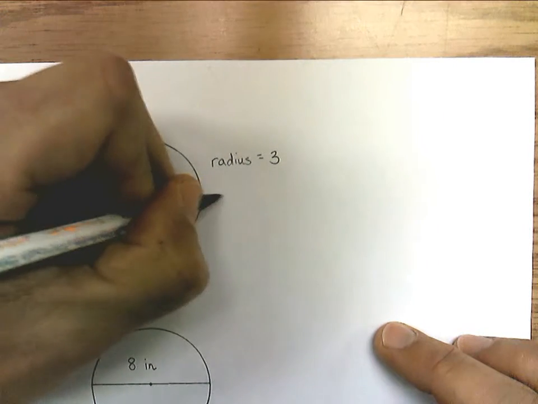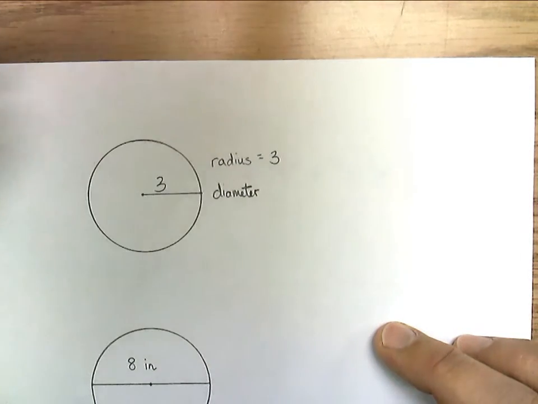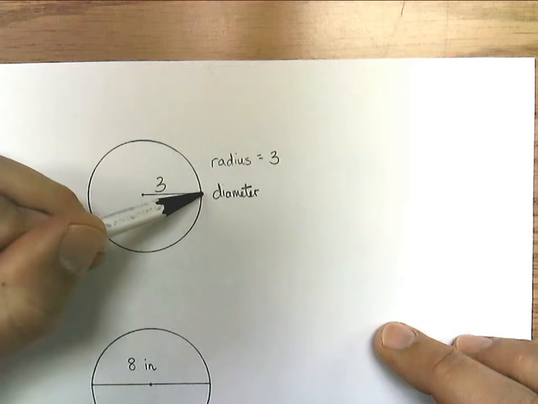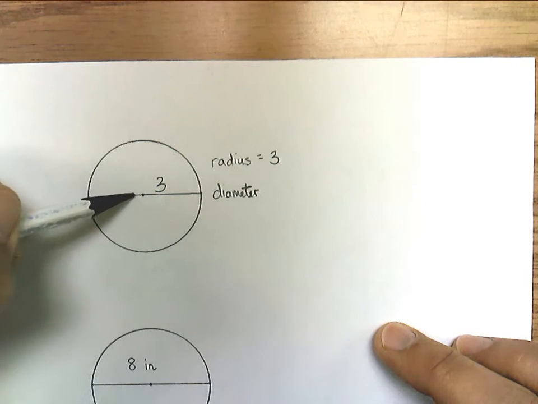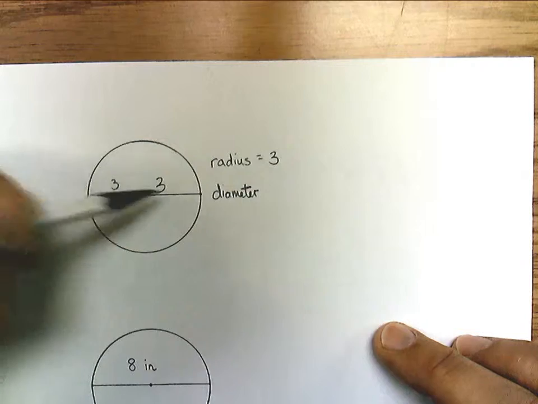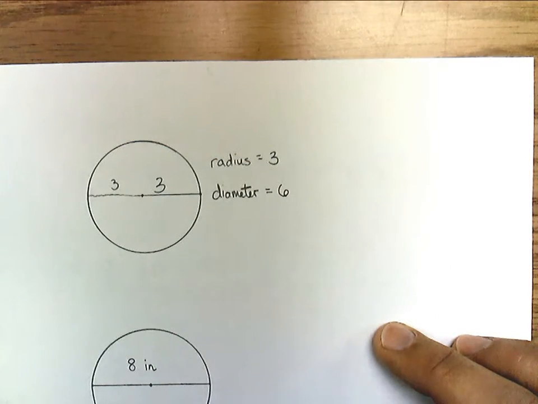And the diameter is all the way across. So it's from edge through the center and to the other edge right there. So if you can imagine this other part right here, that's also going to be 3. And so 3 and 3 is 6. So the diameter is 6 units across.